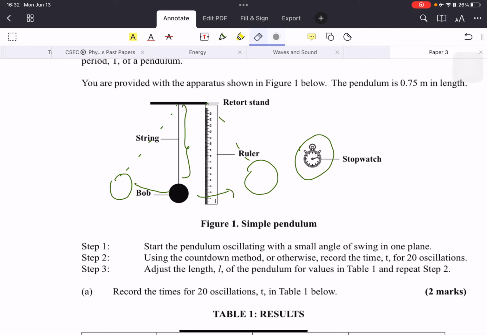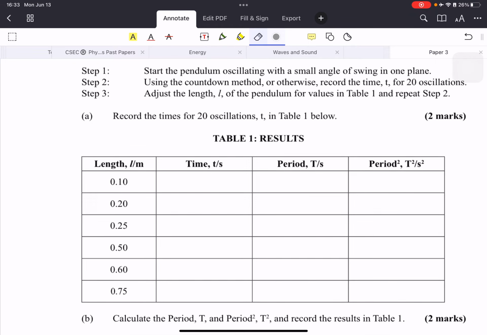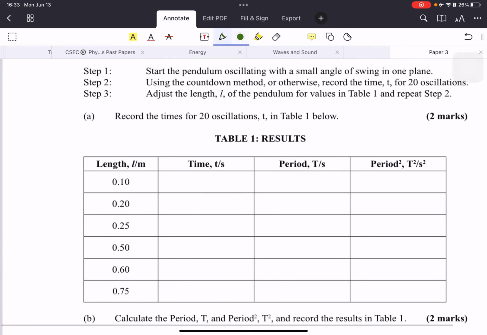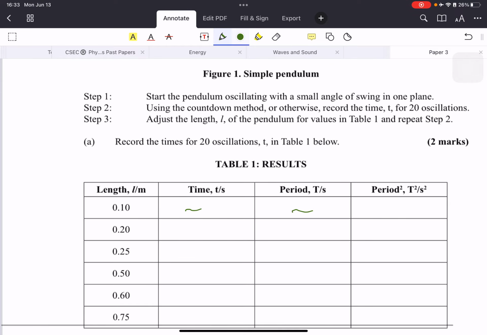And you repeat the experiment and see if it takes longer or shorter to complete the same 20 oscillations, right? What's left for you to do now is to record your findings. So you measure the length of your string. So if it's 0.1 meters to start with, you take the time, right? Then you take the period, and then, well, they have the table recorded for you, right?